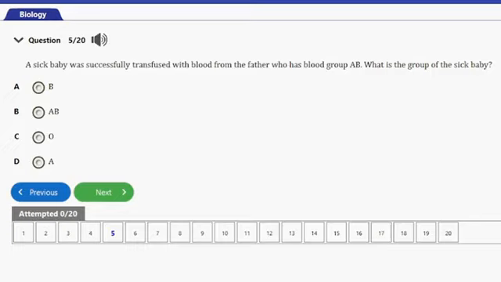So for the father having blood group AB to have been able to donate blood to the baby, obviously the baby is having the blood group AB. So guys, let's check out the next question here.